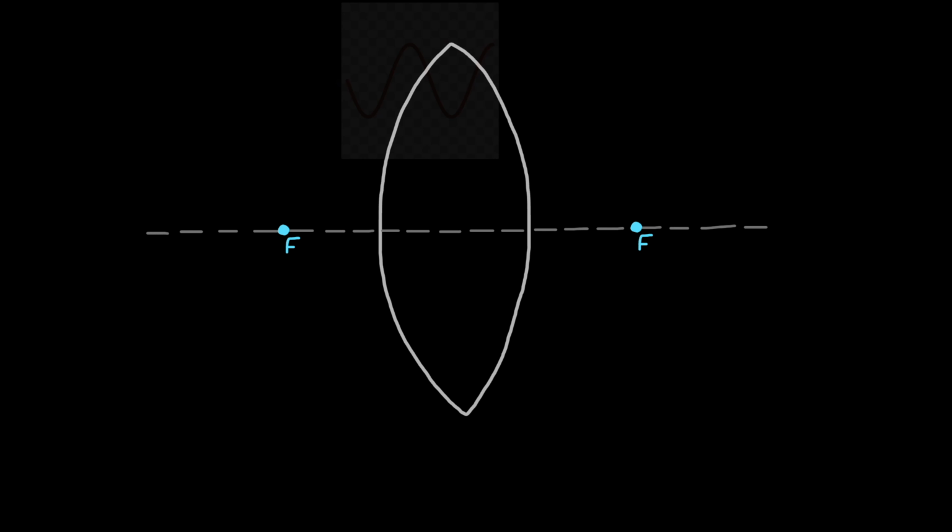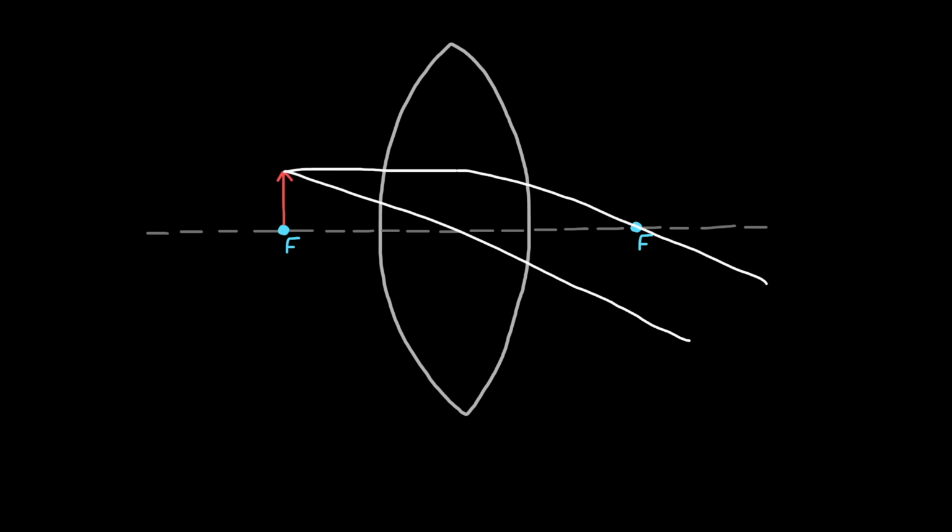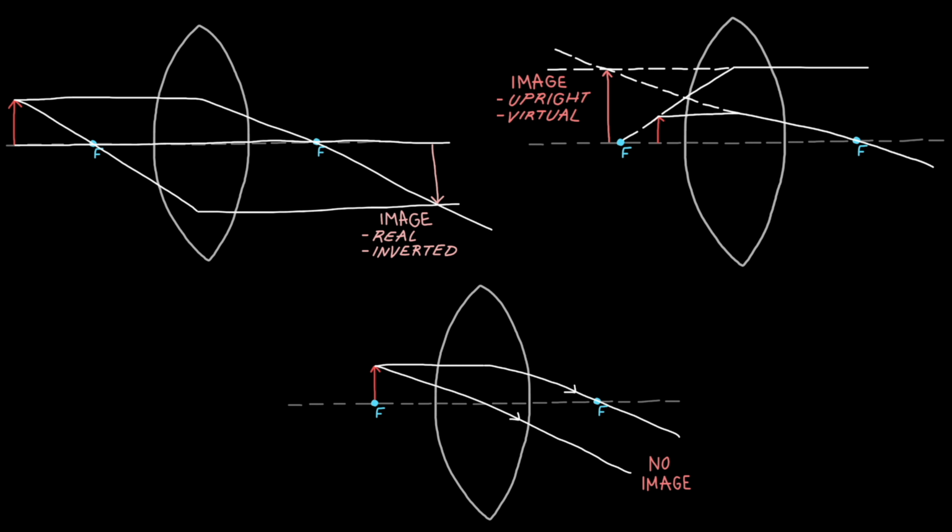Alright, one more scenario. What will happen if the object is placed on the focus? We can draw a line parallel to the axis that will bend towards the focus. Another line will pass straight through the center of the lens. These two lines are parallel, meaning they won't converge on either side of the lens. No image forms.